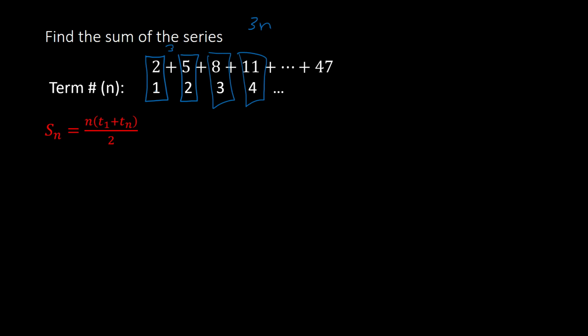So if I take 3 times the term number, so looking at the first one, we have 3 times 1, we're going to get 3, but I need to subtract 1 to get to 2. So 3 times 1 minus 1 would give me 2. Looking at the next term, 3 times 2 minus 1 would give me 5. 3 times 3 minus 1 gives me 8, and etc. So the pattern vertically is 3n minus 1. So 3 times the term number over here is going to give me 47. So 3n minus 1 is going to be 47.